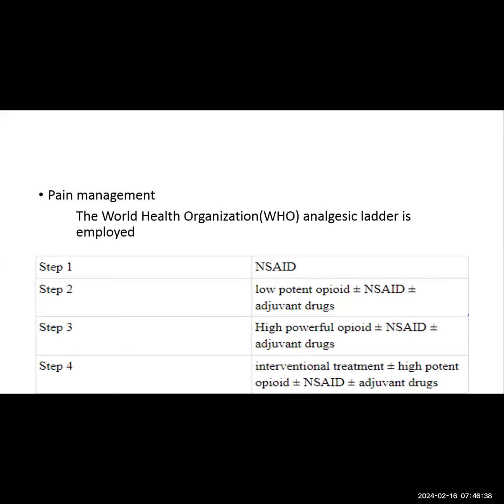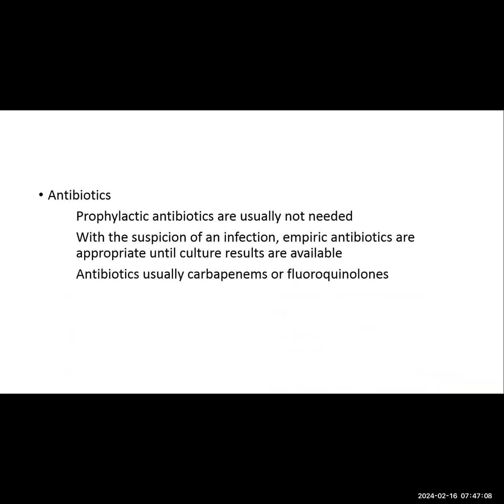Then for pain management, it is advised that we use the WHO analgesic ladder, where we start from step 1 using NSAIDs and we escalate up the ladder using highly potent opioids, examples like fentanyl. However, previous studies showed that opioids are no good in these patients because they worsen or trigger spasm of the sphincter of Oddi. But presently, it has been advised that they can be used.